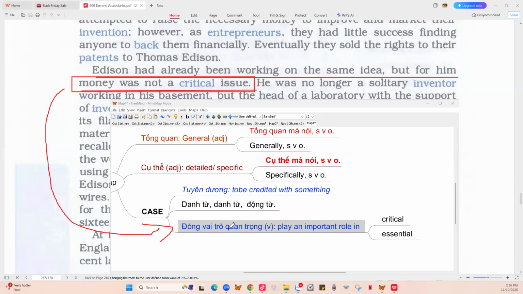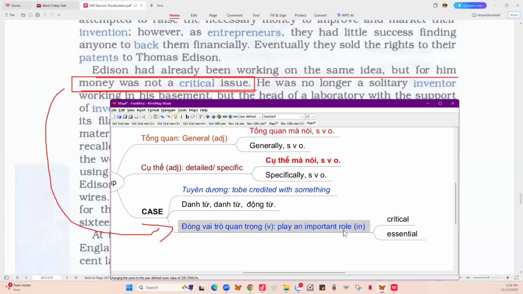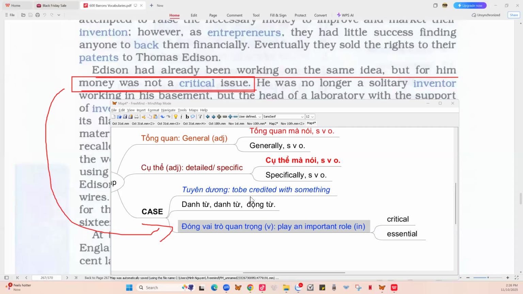Bây giờ nó đang dùng cái từ là đóng vai trò quan trọng trong việc làm gì đó, đúng không? Thì bây giờ mình không biết cái từ trong nào thì mình bỏ nó đi. Từ in có thể dùng mà từ in có thể không dùng, để mình diễn tả một cái vấn đề gì đấy. So here, money was not a critical issue. So can you show me another sentence by using this structure? Money plays a critical role.